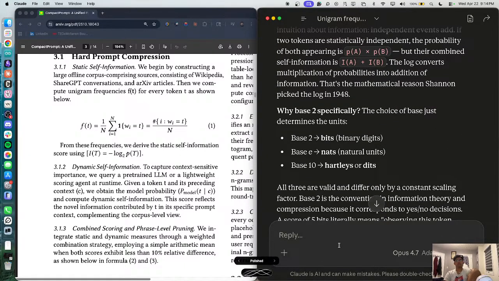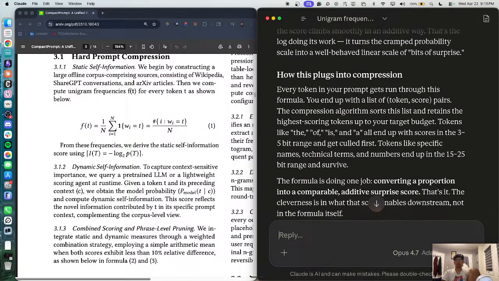I understand the mathematics behind it, but why exactly did we use this specific formula to calculate the static self-information score? Is this a mathematical concept which I'm missing? And is there something that I need to know when looking at this actual formula to better understand how the self-information, or I should say static self-information, process works?